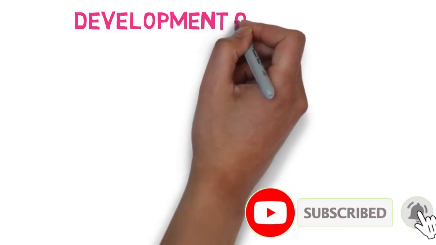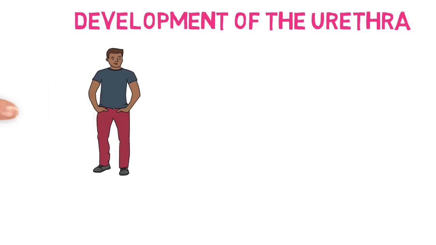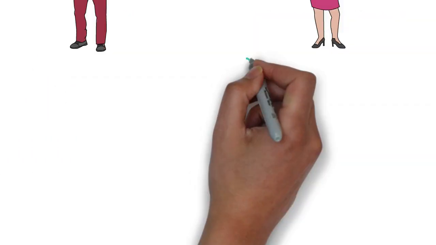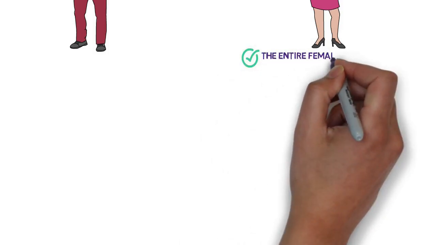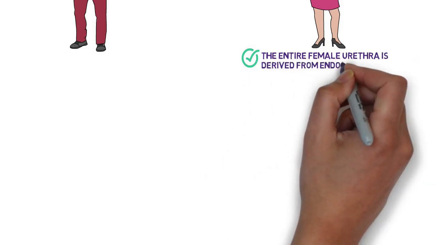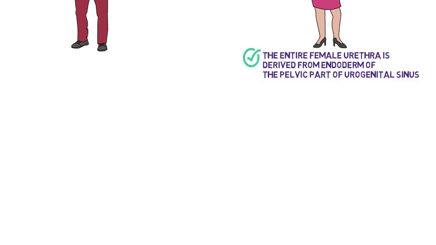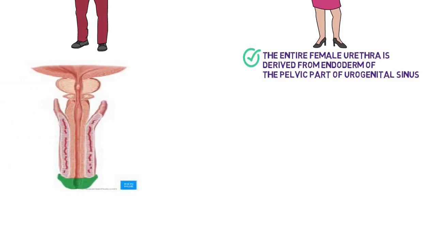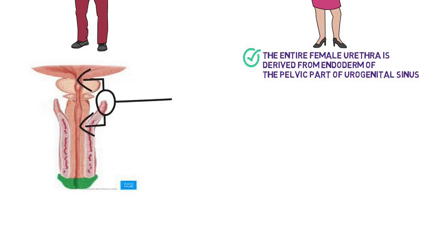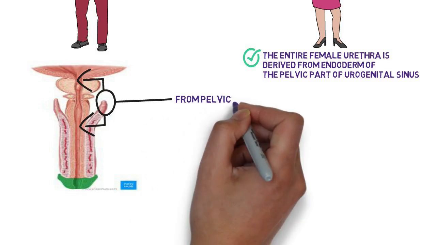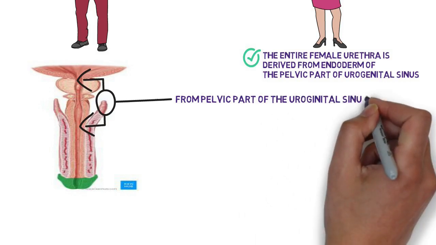Now let's see the development of the urethra. The development of the male and female urethra is a bit different with regard to their tissue of origin. The entire female urethra is derived from the endoderm of the pelvic part of the urogenital sinus, whereas the epithelium of most of the male urethra, including the prostatic and membranous urethra, is derived from the endoderm of the pelvic part of the urogenital sinus.